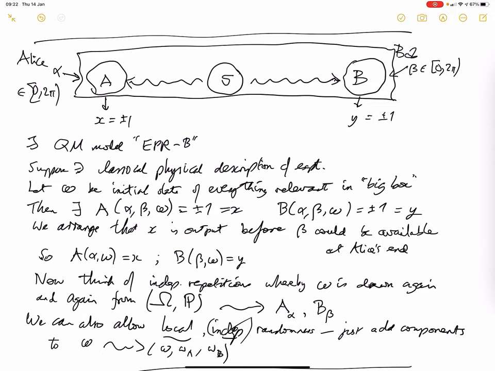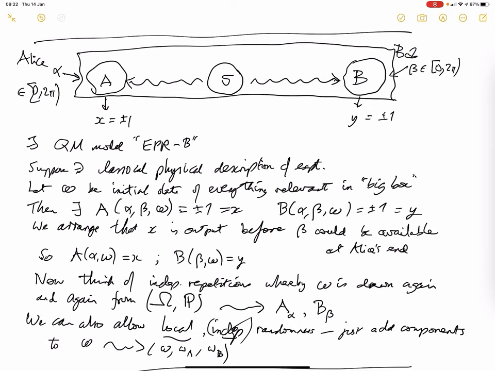Now, suppose there would be a classical physical description of this experiment. In first instance, it could be a very classical physical description. It would be completely deterministic. And so what determines those outcomes X and Y? Well, it must be a function of the initial state of the big system inside the big box, which I'm going to call little omega. Of course, I'm only interested in the parts of that which are relevant.